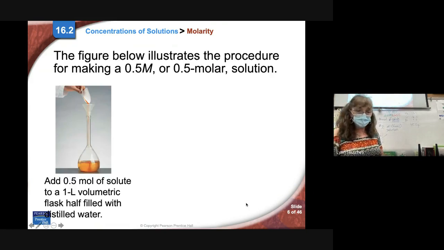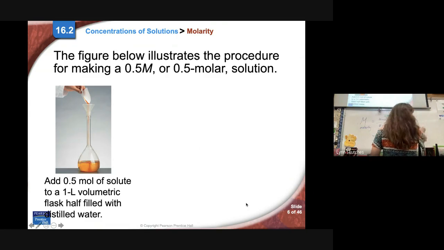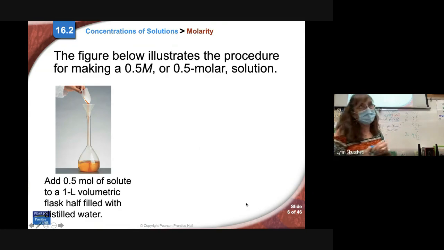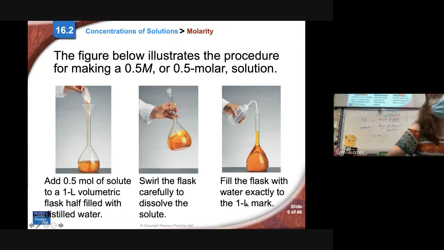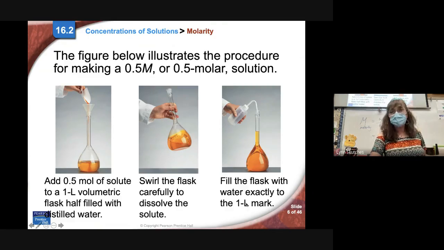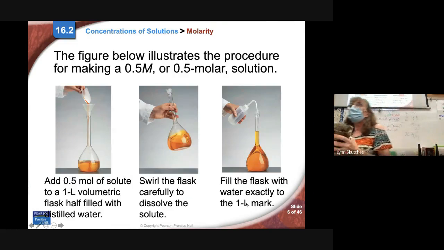Now, you could also make half molar solutions. So if I want a half molar solution of sodium hydroxide, what would I do? Divide it in half. It's super simple. 20 grams per 1 liter. So again, you put it in, you add some water, get it to dissolve, and then you fill it to that etched line that's exactly a liter.